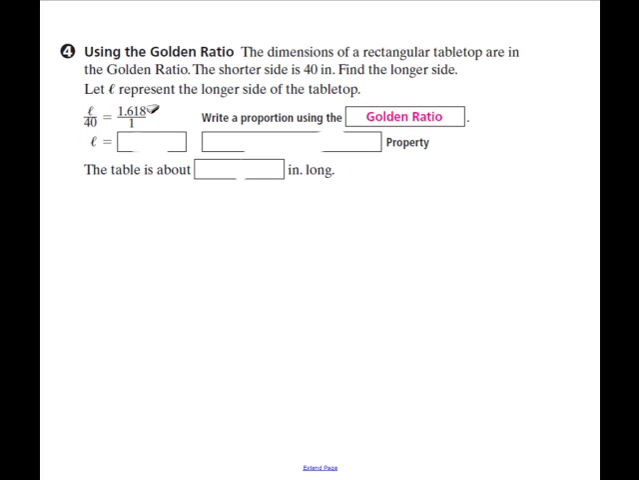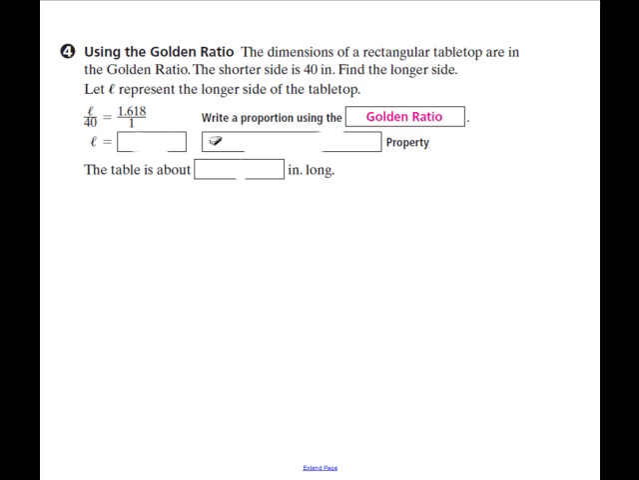Now, how do we know that it's 1.618 over 1 instead of 1 over 1.618? Well, if we look, 40 is the shorter side, L is the longer side. So when we write this, if we have the longer over the shorter, then over here it needs to be the longer over the shorter. Right? So 1.618 would be longer than just 1. So that's how I would keep it in line in my head, is that we have longer over shorter here, so we need to have longer over shorter here.